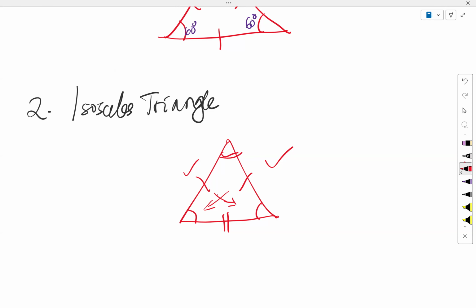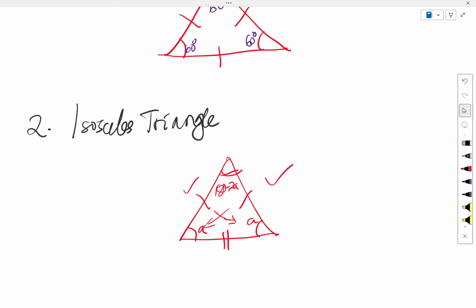That is why we say that the base angles of an isosceles triangle are the same. So if this is A, this is also A. And since the sum of everything is 180 degrees, this can now be 180 degrees minus 2A. So that is an isosceles triangle: two sides are equal and the third side is not.